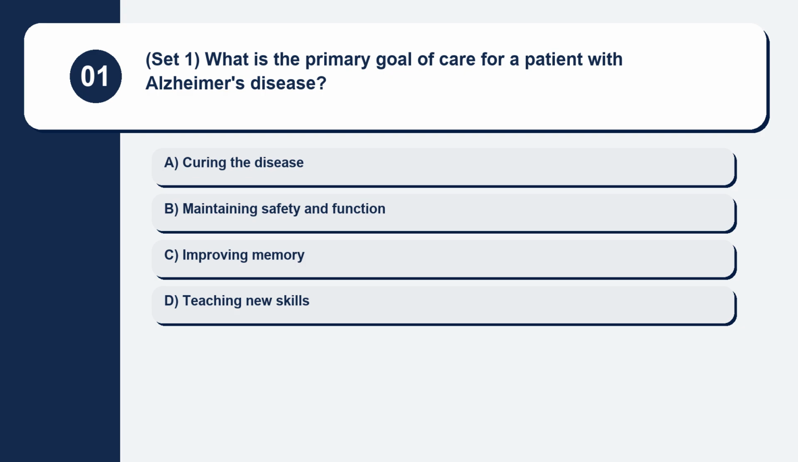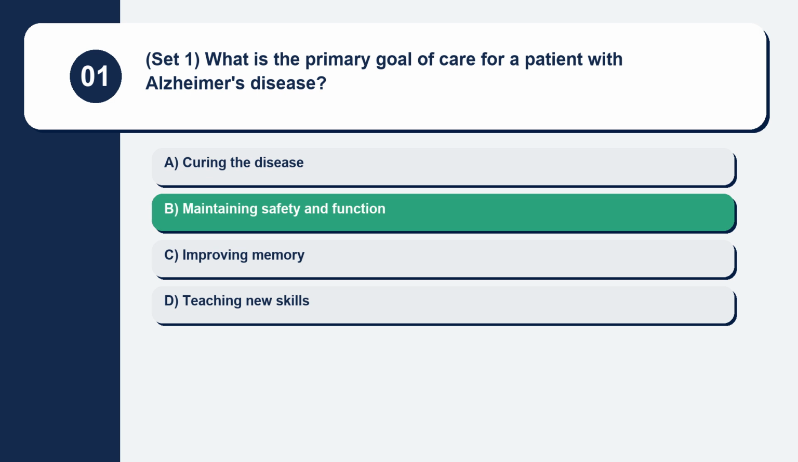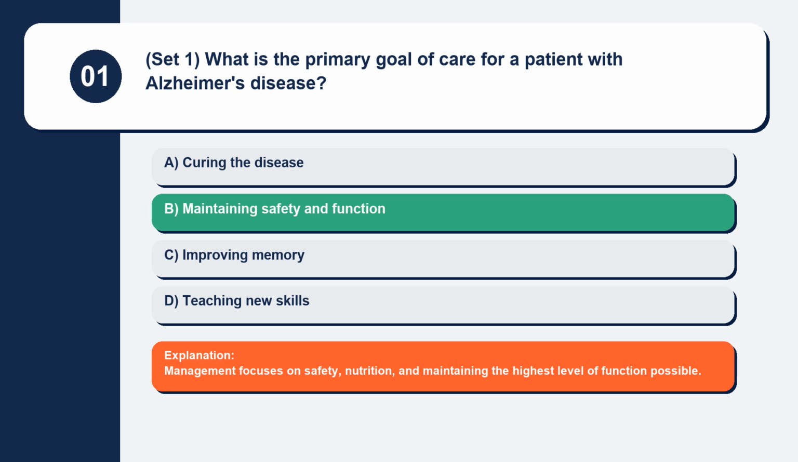Question 1. Set 1. What is the primary goal of care for a patient with Alzheimer's disease? Curing the disease, maintaining safety and function, improving memory, teaching new skills. Management focuses on safety, nutrition, and maintaining the highest level of function possible.